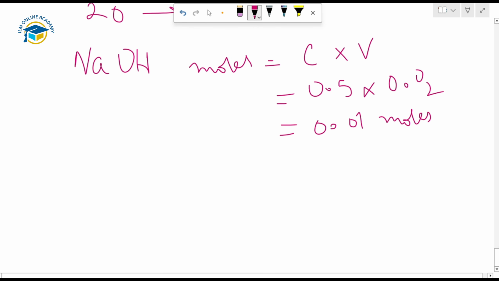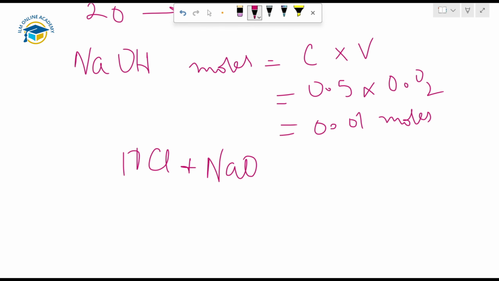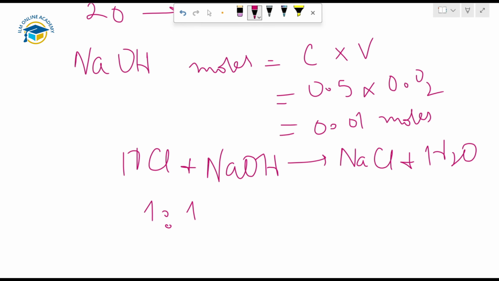And the third will be to work out the mole ratio by balancing the chemical equation. So according to the chemical equation, hydrochloric acid reacts together with sodium hydroxide, NaOH, to produce NaCl salt, plus we have water that is produced there. So 1:1 is used according to the balanced chemical equation. So the number of moles of hydrochloric acid will be equal to 0.01, as the molar ratio of both the acid and the base are equal.